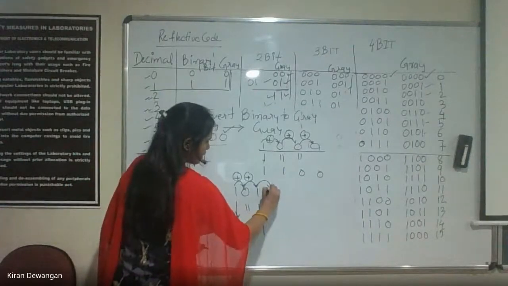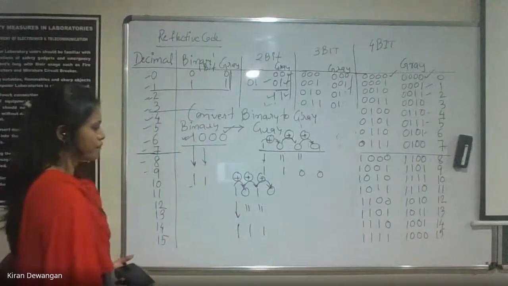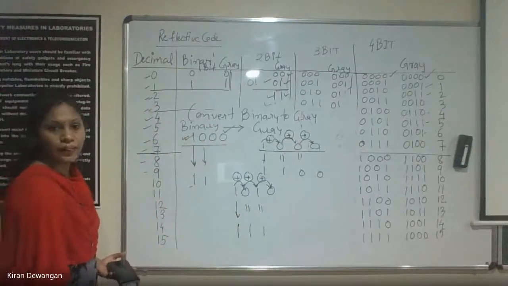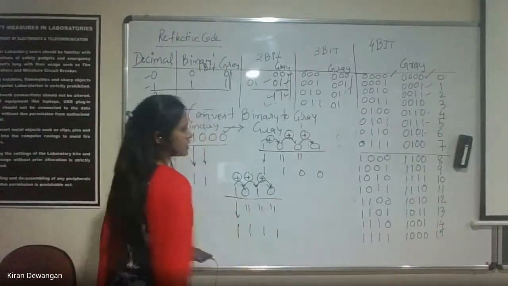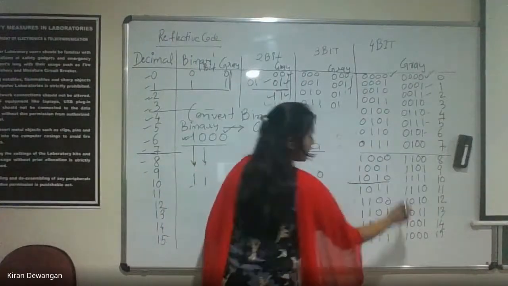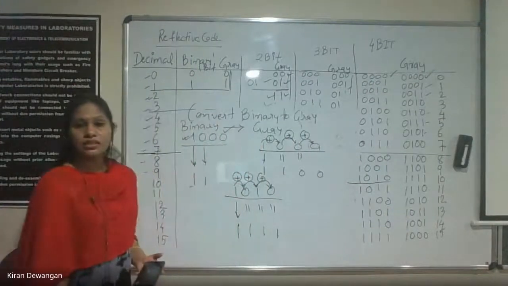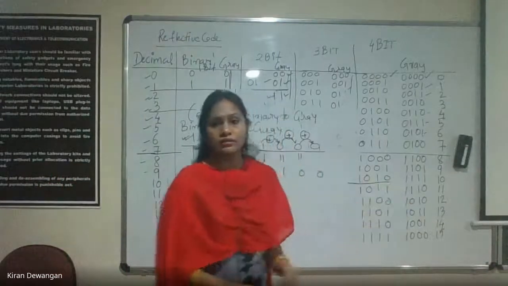Then this one. 1 XOR 0. 1 XOR 0. This is again 1. 1 0 1 0. We can check here this value. 1 0 1 0. It is 1 1 1 1.